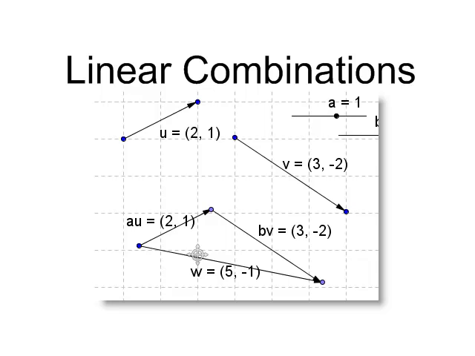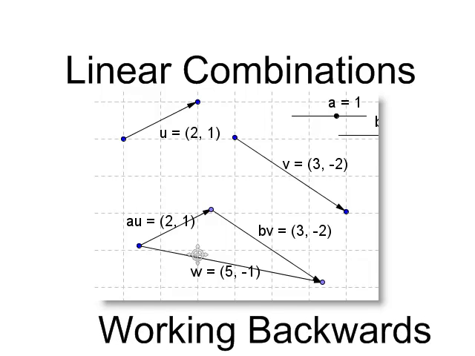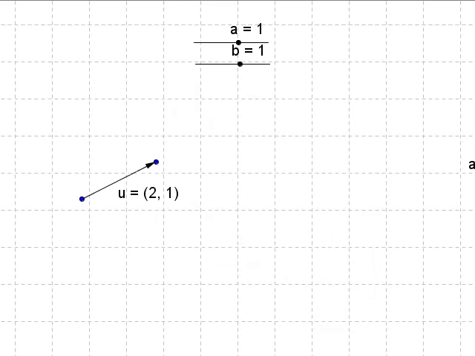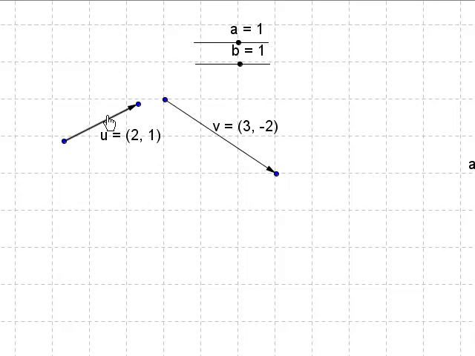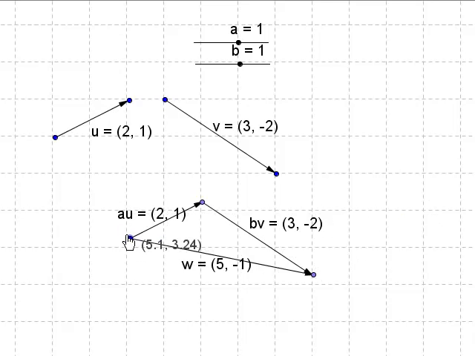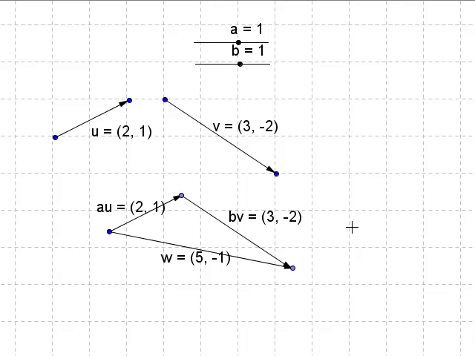Whether you realize it or not, you've already been working with linear combinations of vectors, and in this activity, you'll be given the linear combination and working backwards to find the values of a and b. So it starts out with a pair of vectors. In this case, u is (2, 1), and v is (3, -2). And we're going to be taking those vectors and adding them together and perhaps multiplying them and then adding them together to give us a vector w.